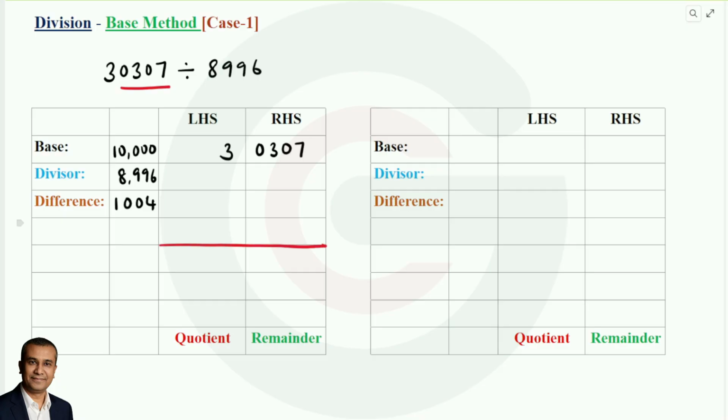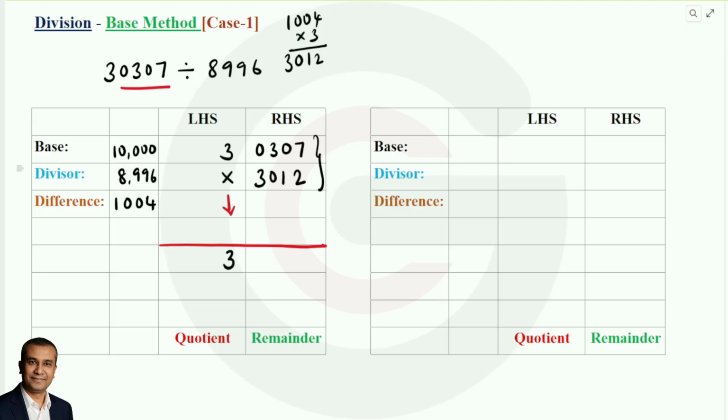Next step, the number 3 which is there on the left hand side, we have to bring it down and write it here, 3. Now we have to multiply 3 with this difference. So 1004 multiplied by 3. 3 fours is 12, 0, 3 ones is 3. Now put a cross mark below 3 and then write the product of 1004 into 3, that is 3012.